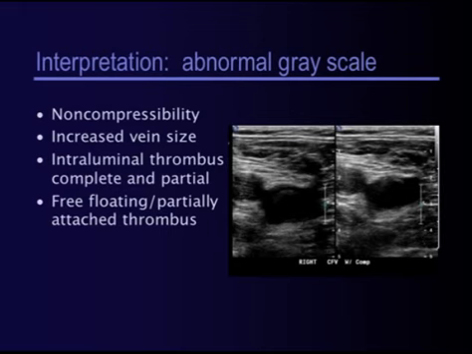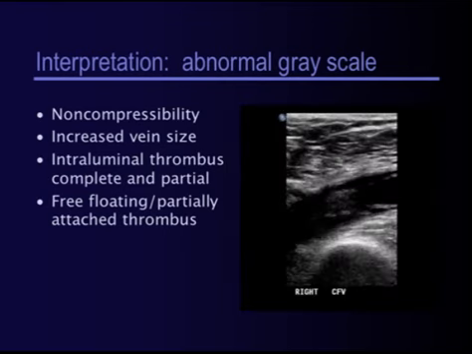Free-floating or partially attached thrombus may also be seen on grayscale, but normally that is much easier to detect either in the long axis view or with color Doppler. And here's an example of that. In the long axis view, you can actually see that a large portion of the thrombus is not attached to the vessel wall. This is sometimes called free-floating or partially attached thrombus. This is a partially occlusive thrombus and is at a greater risk for detaching and embolizing.